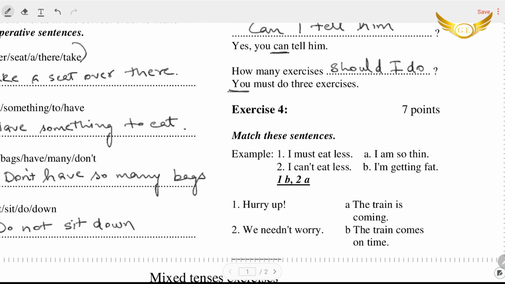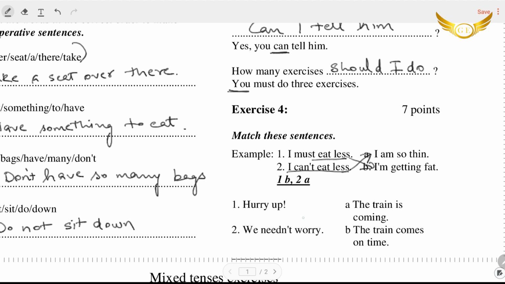These are the exercises. Now the exercise 4, I am just going to show you one example, and the next would be what you would do as your homework or what you would do for me. So let us just see what the exercise 4 looks like. Match these sentences. I must eat less, I am so thin. I can't eat less, I am getting fat. So you have to match the correct sentence, which means it is 1 and B. I must eat less, I am getting fat. And I can't eat less, I am so thin. This is how you would write the answers.